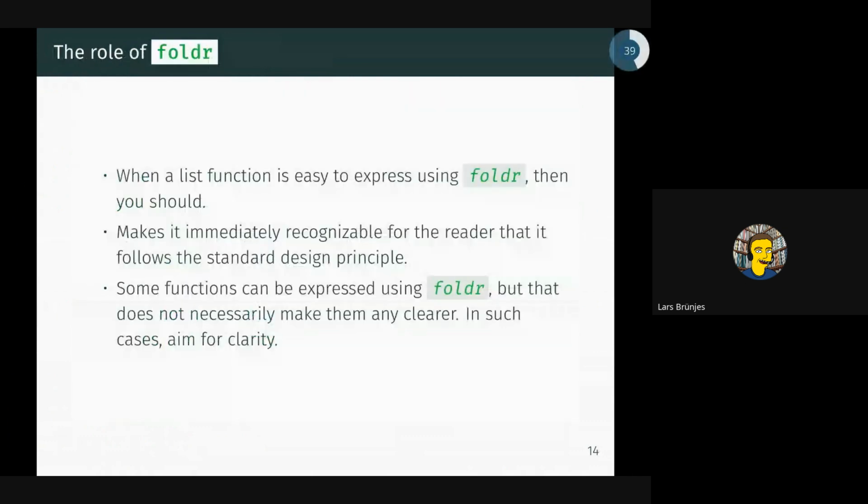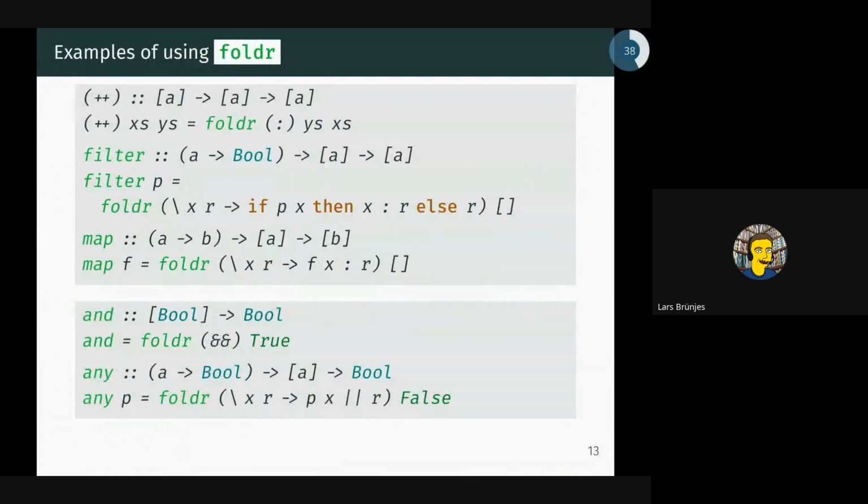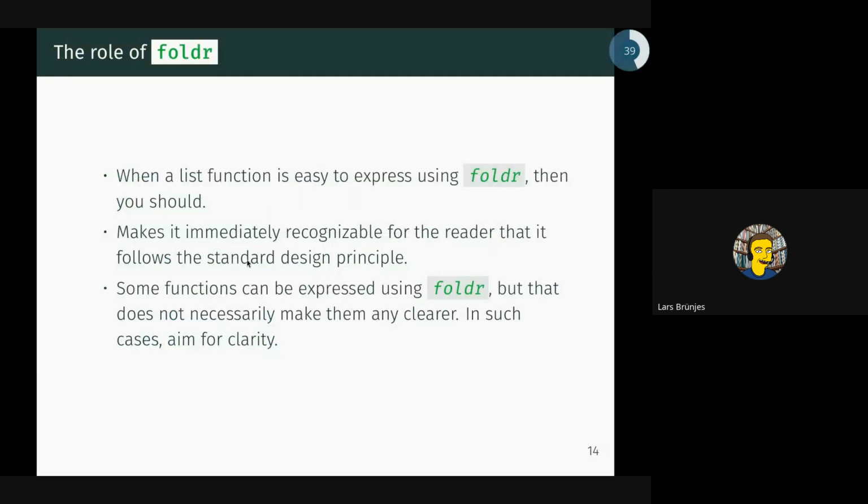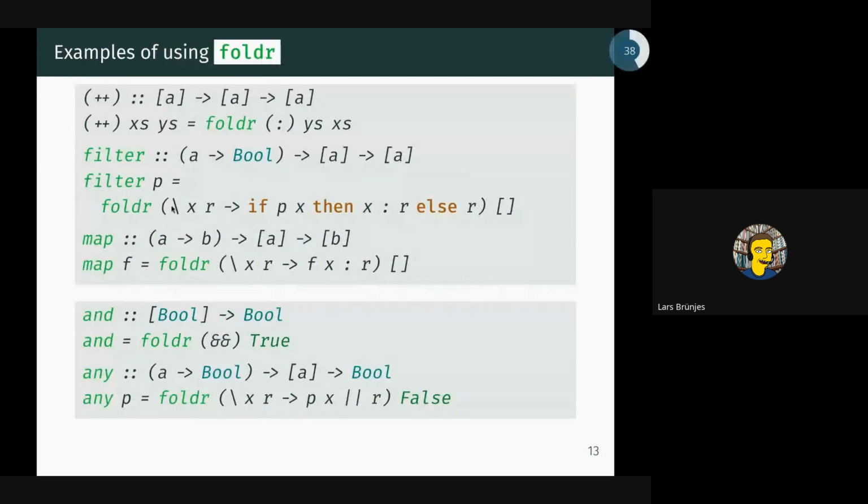The advice given on the slides is that if it's easy to write it as a fold, you should. For example, this is easy to write as a fold. It's very concise. This plus plus is also very concise, so probably you should write it as a fold. And as I said, one of the advantages is that you signal to the reader of your code that you're using the standard design pattern on lists. And then there are others where you can write it as a fold R, but it's not really clear. Like filter, I would argue it's not very pretty to write that as a fold R. You can, but maybe you shouldn't.